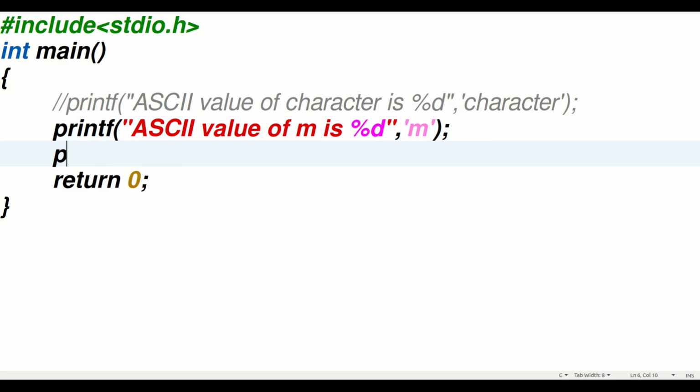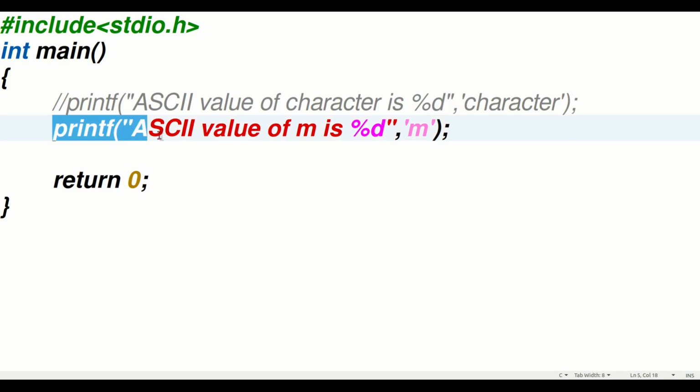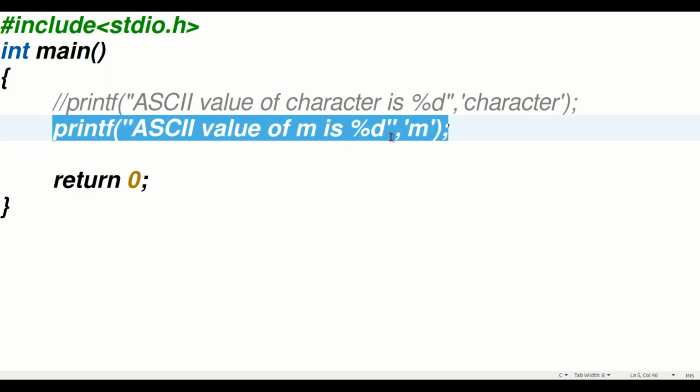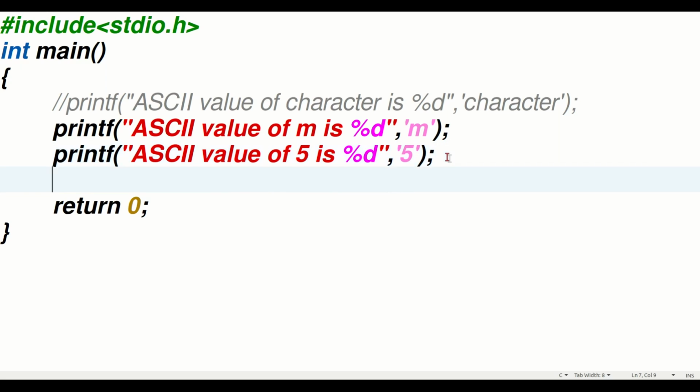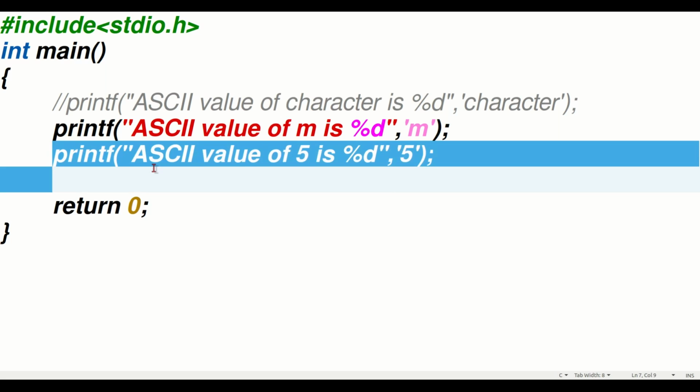So we are going to follow the same syntax. And here instead of m it is going to be 5, since we are going to display an ASCII value associated with 5. Here also we are going to insert 5. So an ASCII value for 5 will replace this %d. And since we want to add an ASCII value of m with an ASCII value of 5, let's again write the same statement.